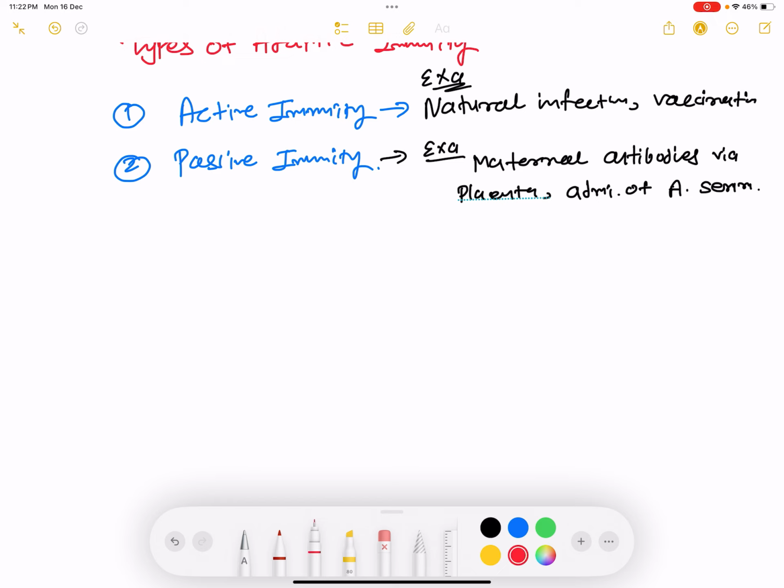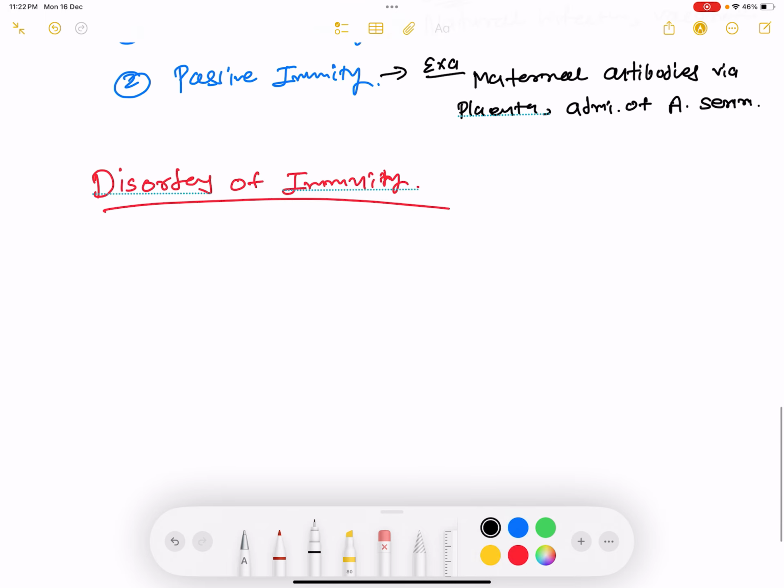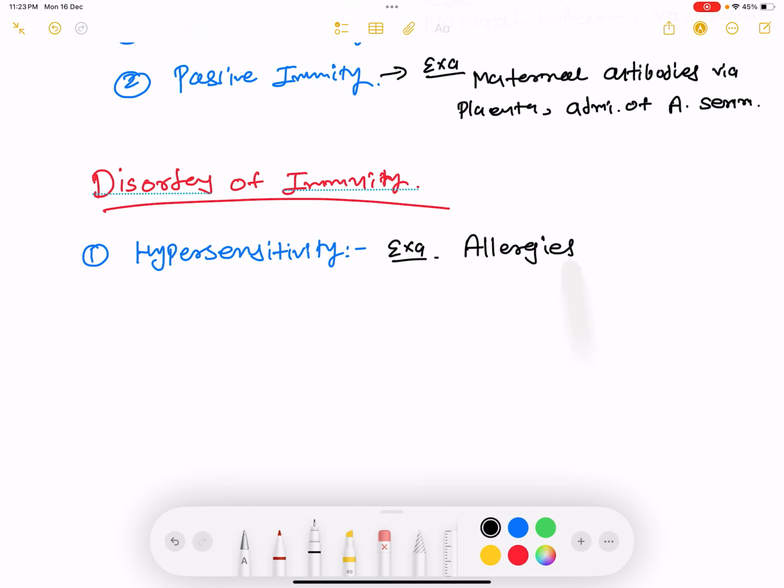So we are talking about disorders of immunity. Immunity is not always perfect, so let's discuss its disorders. First is hypersensitivity, an overreaction of the immune system. Its examples are allergies and anaphylaxis.